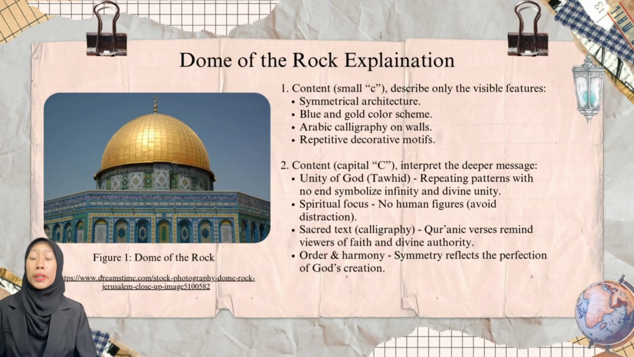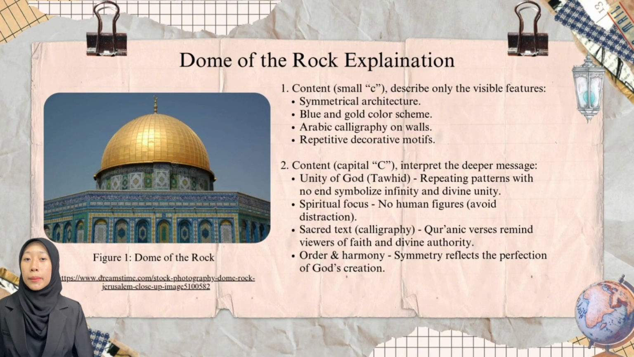The next one is spiritual focus. No human figures, which avoids distraction. The next one is sacred text, which is calligraphy. Quranic verses remind viewers of faith and divine authority. And the last one is symmetry, which reflects the perfection of God's creation.